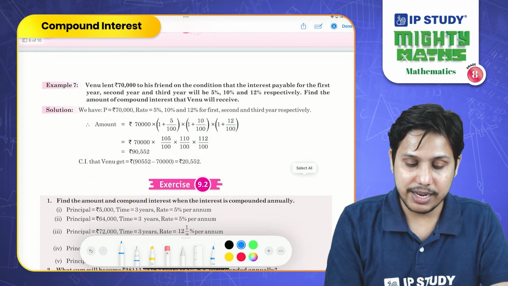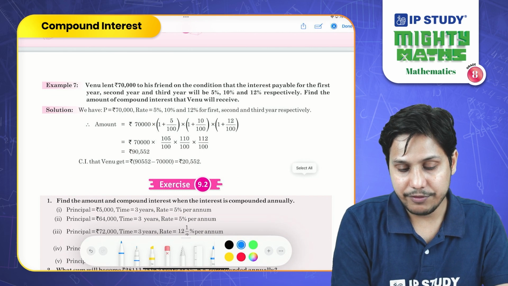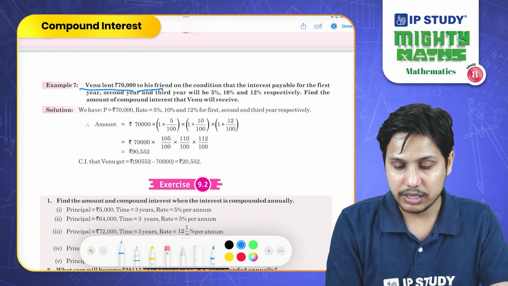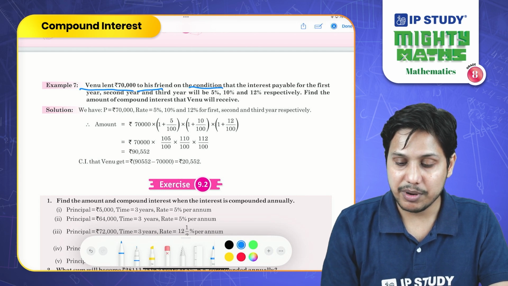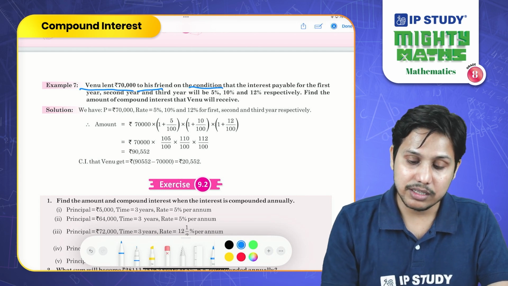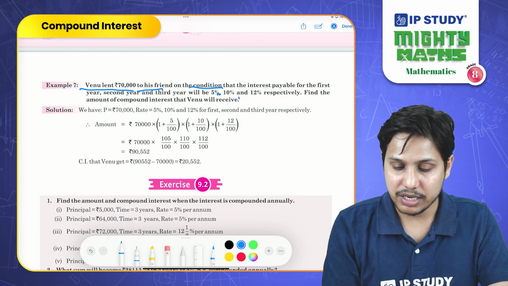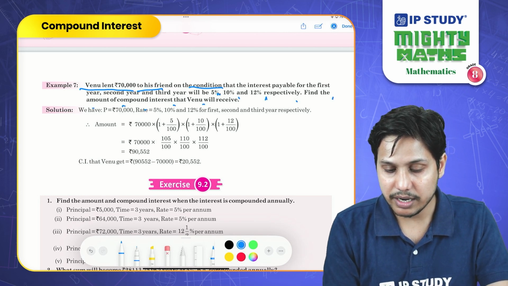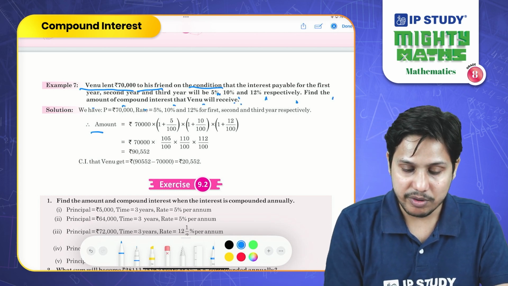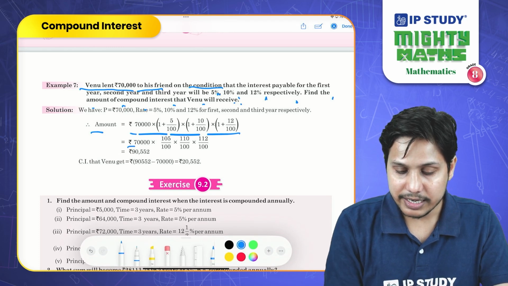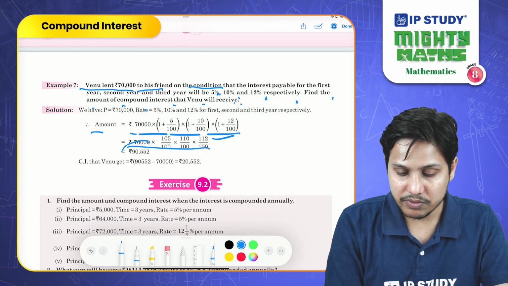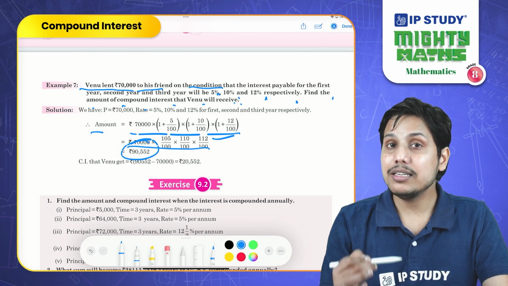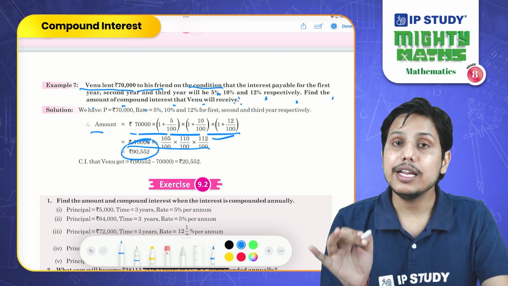So let's apply this to one problem. Venu lent 70,000 to his friend on the condition that the interest payable for the first year, second year and third year will be 5%, 10% and 12% respectively. Find the amount of compound interest that Venu will receive. So the amount will be calculated like this, and after the calculation we will have 90,552 as the final accumulated amount.